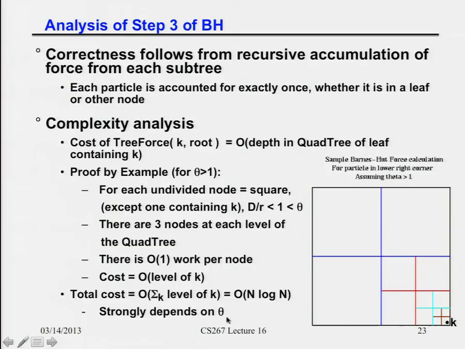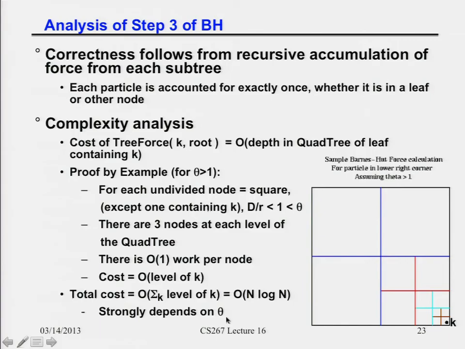Right. And so what I didn't want to try to do was to say, how does the asymptotic complexity vary with theta? Because the answer is use the next algorithm instead. We don't want to use this algorithm if we have to make theta very small.